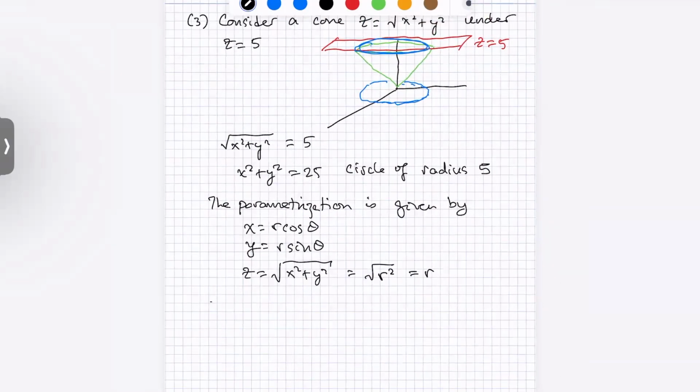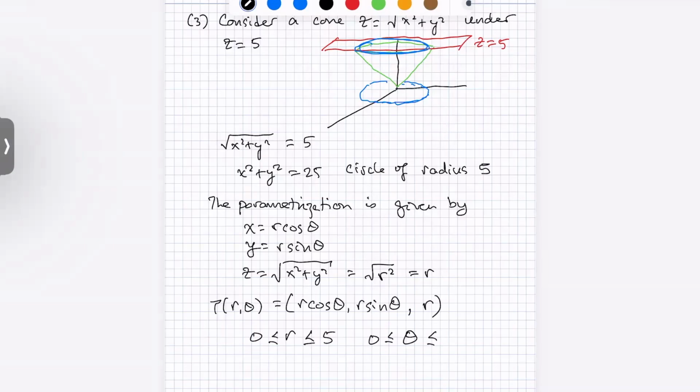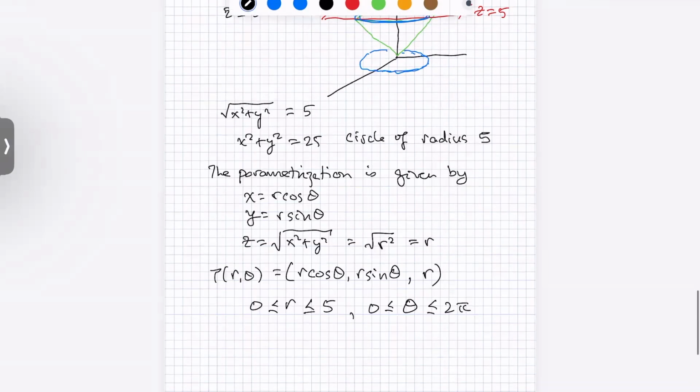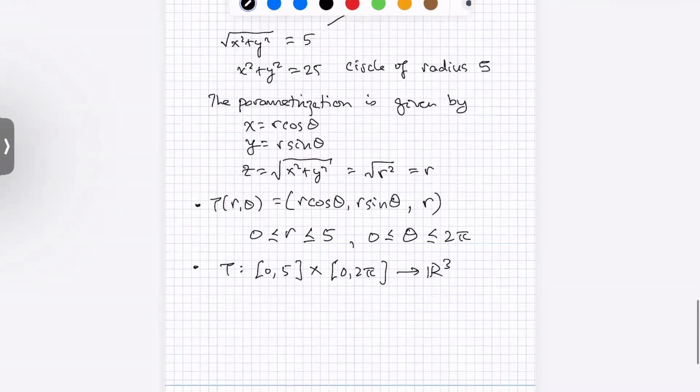And where here I have T of r, theta equals the x coordinate, the y coordinate, and the z coordinate. And r goes from 0 to 5, and theta goes from 0 to 2 pi. And again, just to be precise, another way of writing this: 0, 5 cross 0, 2 pi to R3 is given by T of r, theta equals r cosine theta, r sine theta, r.